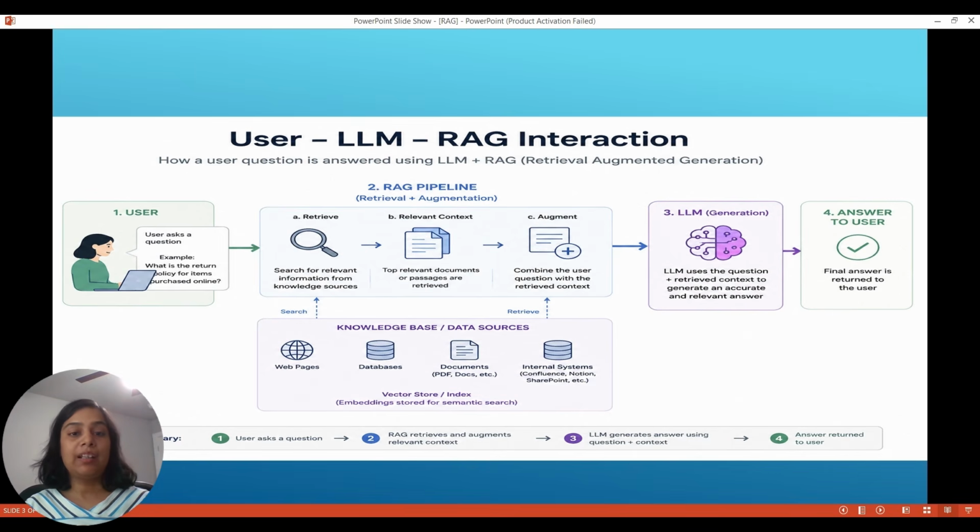So the RAG pipeline is nothing but the retrieval from the data sources and augmenting that user question with the retrieved context.